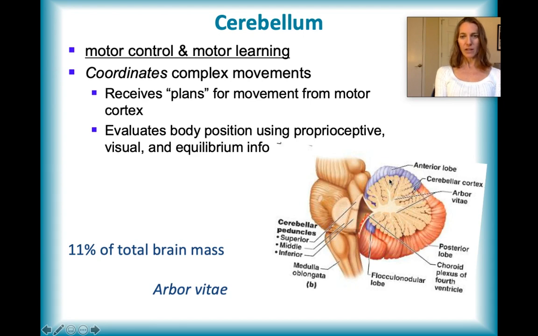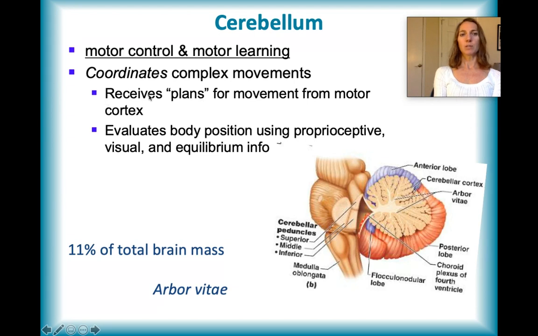And if you look at this in this graphic, but especially in a real specimen, you have beautiful branching of white matter tracts coming through this region. So that's the arbor vitae. A key role of the cerebellum is motor control and motor learning. So this region is pivotal to allowing us to coordinate complex movements.